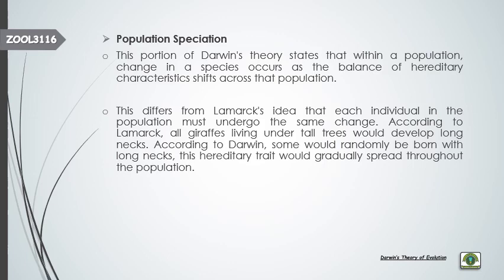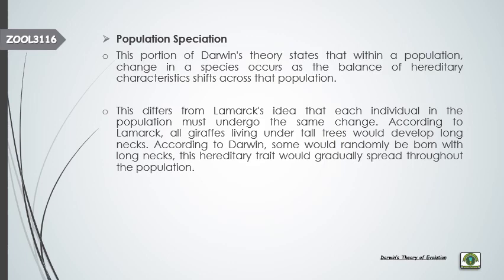Population becomes a distinct species because its organisms are evolving slowly. Well, this idea of Darwin differs from Lamarck's idea, because Lamarck thought that every individual of the population undergoes the same change. But according to Darwin, change is not the same for every individual.